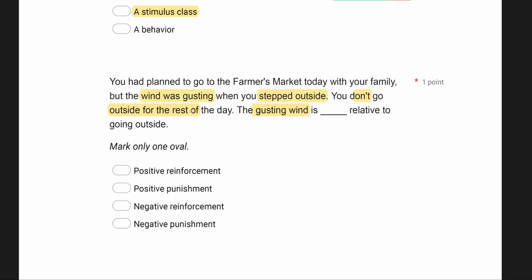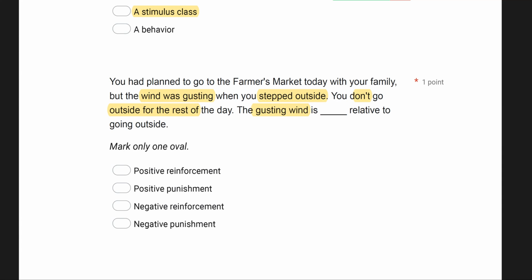Remember, extinction is just when we withhold something. Punishment, we add or take away something. So we know it's punishment. Now, is it positive or is it negative? Well, was the wind gusting added or taken away? Well, it was added. Once you stepped outside, all of a sudden you're getting hit with these gusts of wind. Your behavior was punished and it was positively punished.